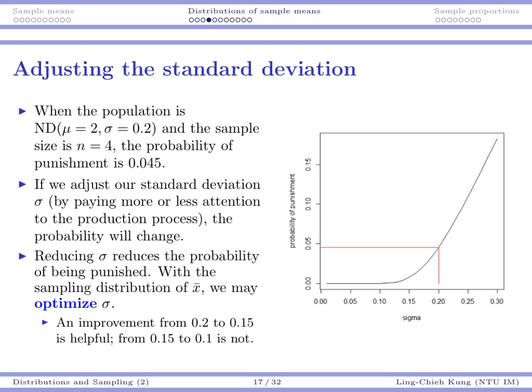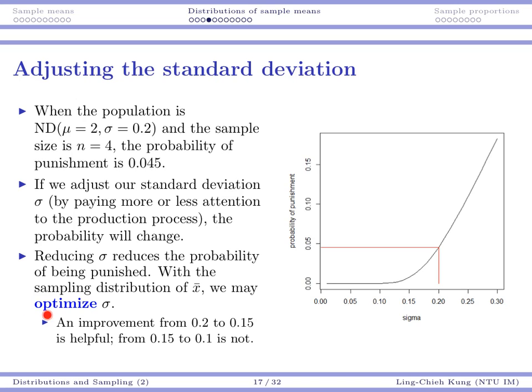What's that? That's, given any sigma, given any value of our population standard deviation, the probability for us to get punished. What we already calculated is that if sigma is 0.2, if the population standard deviation is 0.2, then the punishment rate would be around 4.5%. When this goes up, this will also go up. When this goes down, this will also go down. But we can see to what degree we would like to do this.